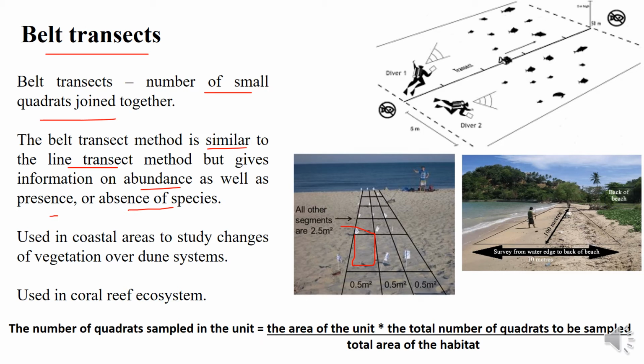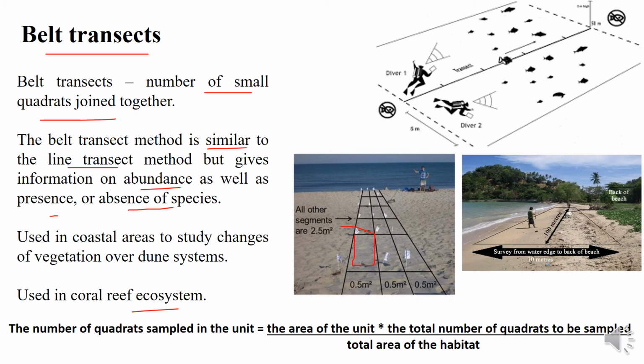So here your probability of getting the species is much higher, and you can estimate the abundance very accurately, and also the presence or absence of any species in the total area of the belt transect. Okay, and it is used in different ecosystems. You can use it in forest or grassland ecosystems, and in marine ecosystems it is used in sandy shore or rocky shore areas, or in the coral reef ecosystem also.